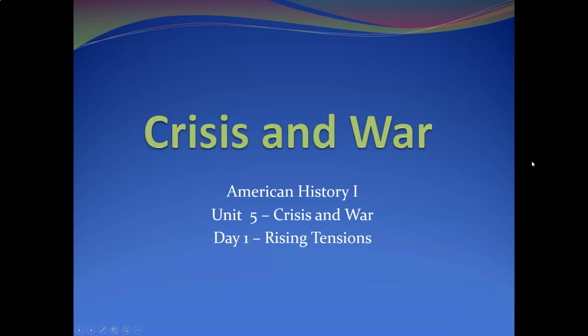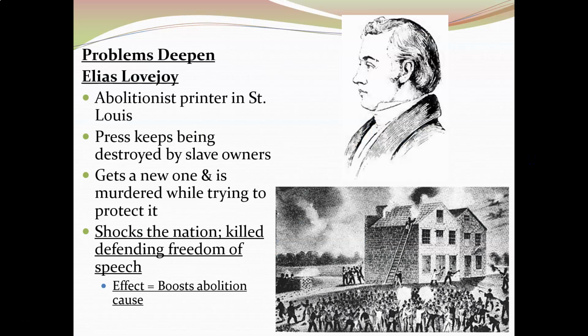Now, today we're going to be talking about rising tensions. Okay, so a lot of crises and various things going on during this time. One of the first things that we're going to talk about today is the problems that slavery itself and the issue of slavery is causing.